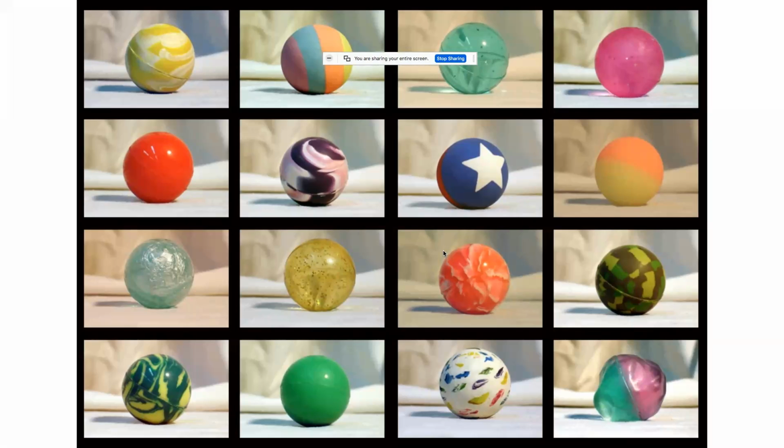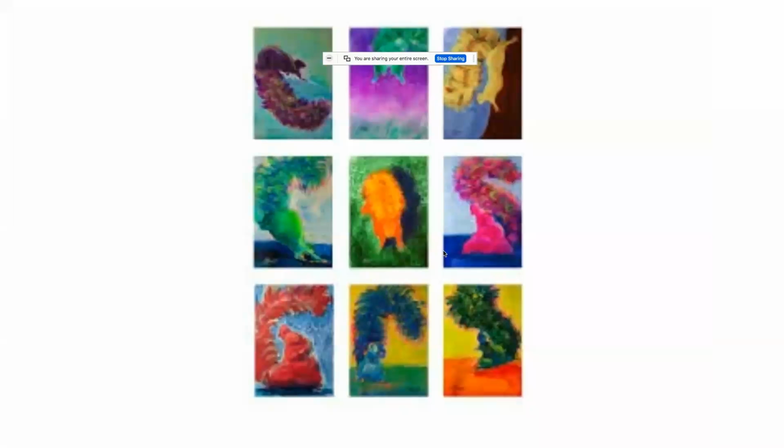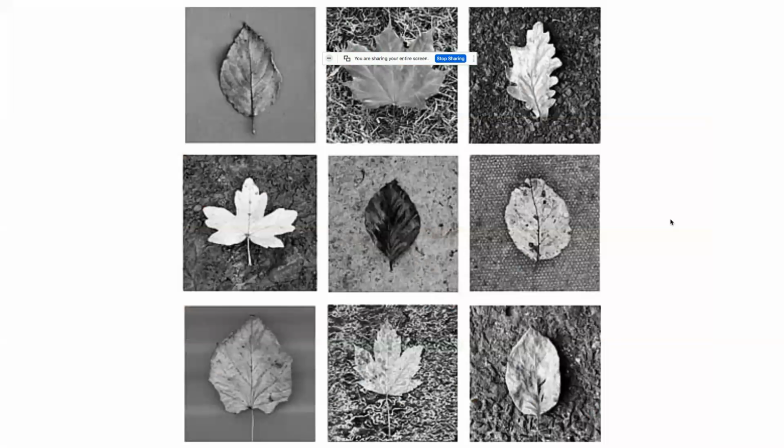But they're comparing something that's completely goofy here, like a rubber ball. So it makes me look at the rubber ball in a way that I probably never would if I was considering it in a different context. Sorry, this one is blurry. This is a typology of squirrel paintings. Typology of leaves.